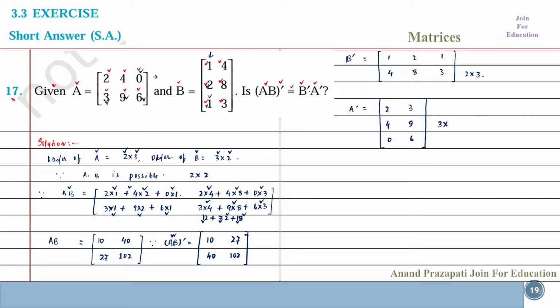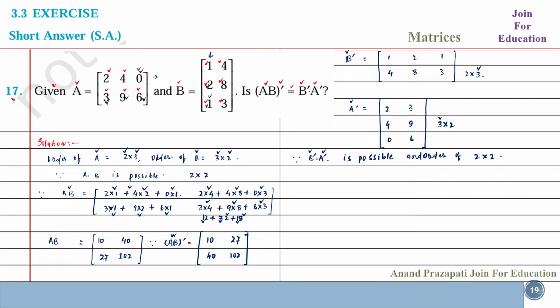So here the number of columns of the transpose of B is equal to the number of rows of the transpose of A. So the product of the transpose of B into the transpose of A is possible. Therefore the transpose of B into the transpose of A is possible, and the order of the transpose of B into the transpose of A will be 2 by 2. After that there is no problem to understand up to this step.